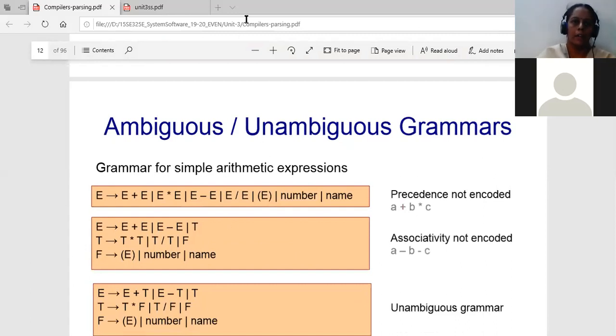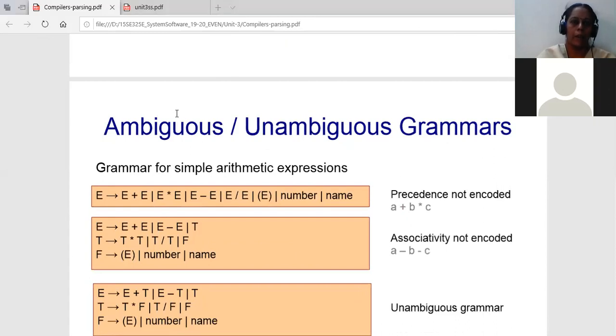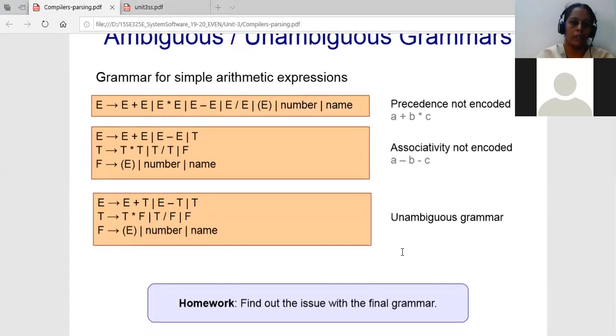Ambiguous grammar and unambiguous grammar. So precedence is not encoded here. Okay, A plus B star C, the precedence is not given. So this is one type of ambiguity. Here, A minus B minus C, even associativity is not encoded; you can go either right to left or left to right. Okay. So these two are called ambiguous grammars.